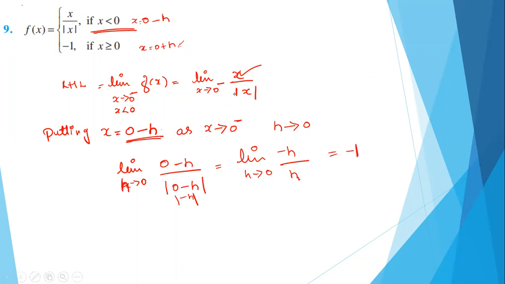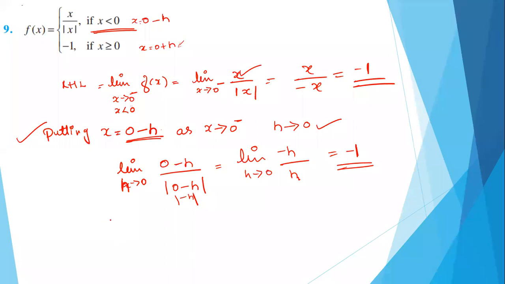You can directly substitute and do it. This way also you can do. Directly means for the left hand side you get x by minus x, that will be minus 1. You can follow this method also. So we get here minus 1.